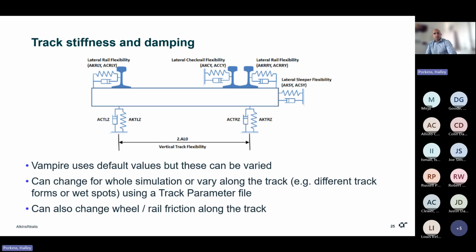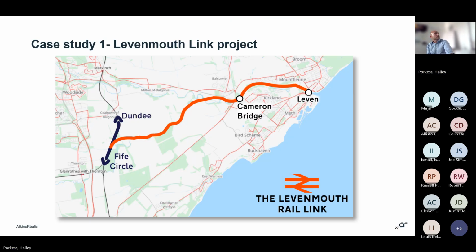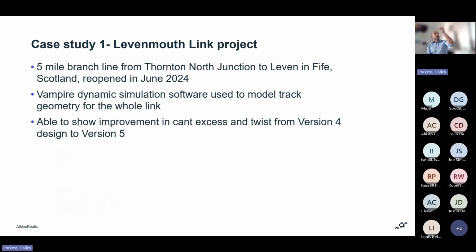So that's the first part of the presentation. Now I've got a couple of case studies where we've worked with permanent way people. So first up, we've got the 11-mile link, a 5-mile railway that was returned to use, opened in June last year. My colleague Owen did a lot of work on that, using Vampire to model the track and a couple of the design iterations.